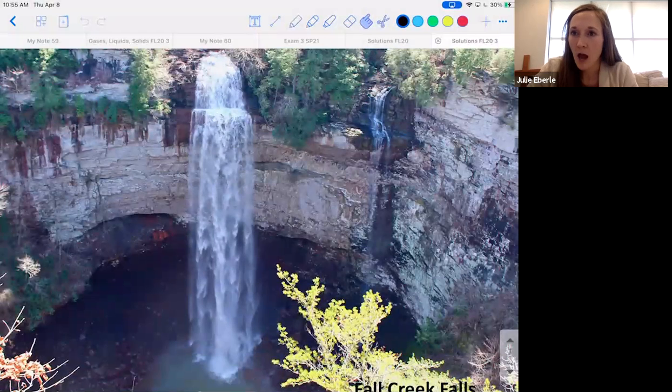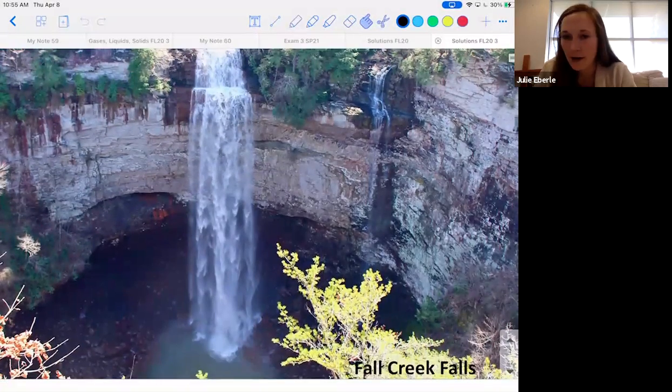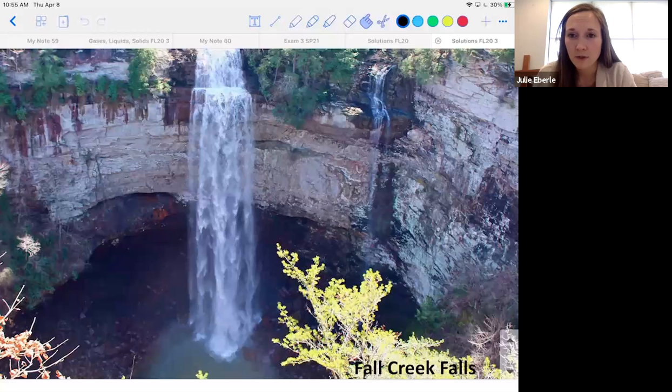My bucket list that I've not been to yet in Arkansas. But this waterfall is not in Arkansas, but it is one state over in Tennessee. So the reason I'm showing you this is a picture I took. Fall Creek Falls is the area. It's around the Nashville area. It's the largest waterfall east of the Mississippi. Okay, so that's kind of cool.